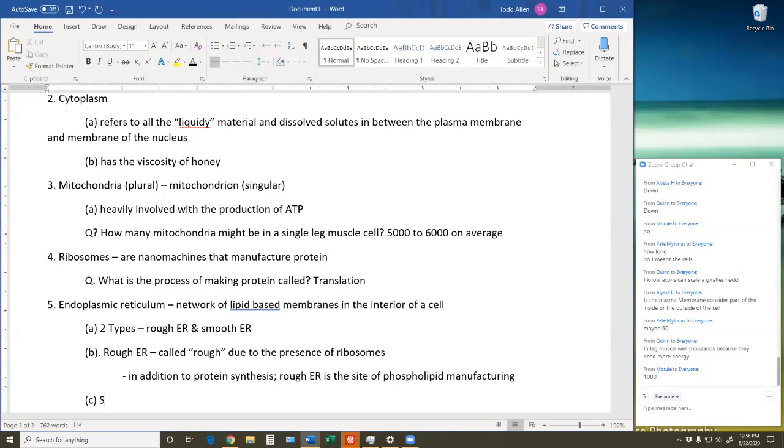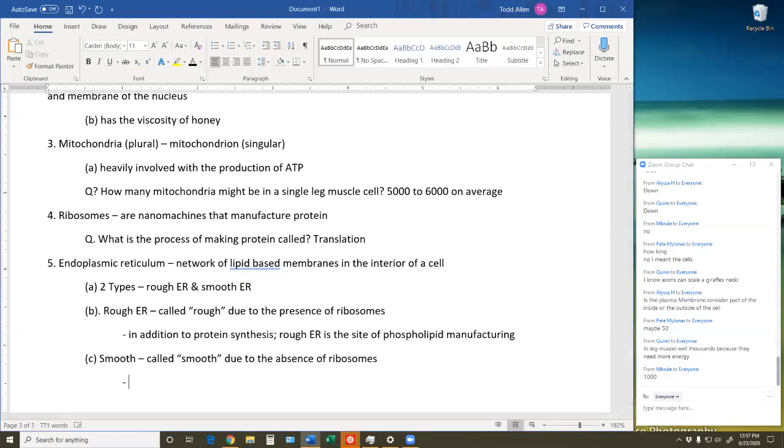Now the smooth ER is called smooth due to the absence of ribosomes. So no translation, no protein synthesis occurs at the smooth endoplasmic reticulum. But what the smooth endoplasmic reticulum is involved with is the synthesis of fatty acids and also the detoxification of drugs in the body.